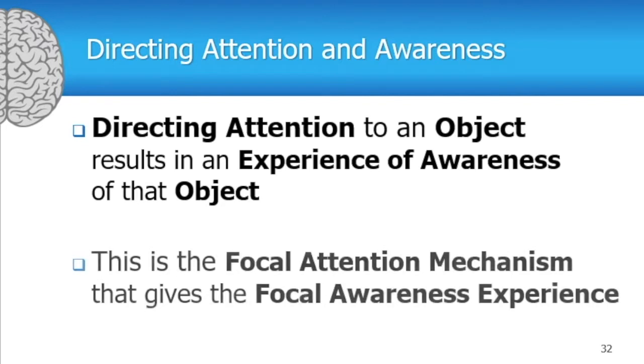The neural mechanism that directs attention is called the focal attention mechanism. And this focal attention mechanism is what gives us the focal awareness experience. Most of the literature just calls this the attention mechanism. I am calling it the focal attention mechanism since we usually are focusing our attention on either one object or a few objects simultaneously. The other reason for calling it the focal attention mechanism is to distinguish it from the other attention mechanism that I will introduce later.